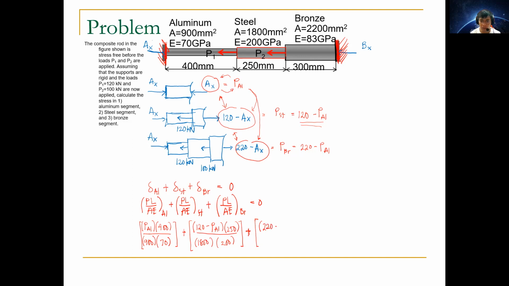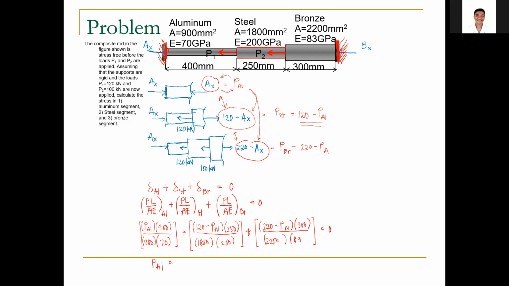So this one is 220 minus PAL, then times 300 mm, all over 2200, then multiplied by 83 gigapascal is equal to 0. Okay, so using shift solve, you can now solve for PAL.